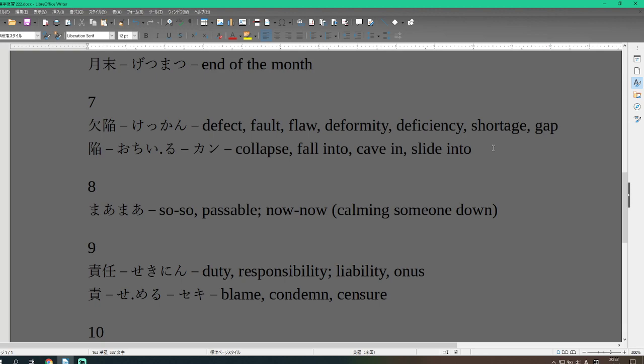Kekkan no kan. The mound that was cut the day before to collapse, fall into, cave in, slide into. Ochiru. Kan. Now, the whole kanji is literally a gap that you can fall into, which is a lack of something, a defect, or a flaw in whatever work you're talking about. Kan is defect or a flaw, gap, and collapse into it. Collapsing gap. Fault or a flaw. Kekkan no kan. Defect, fault, or flaw.